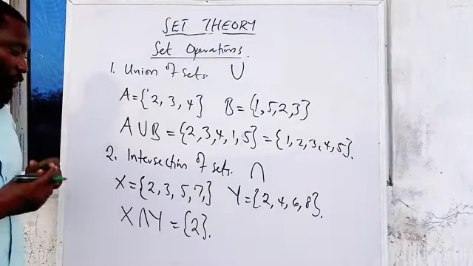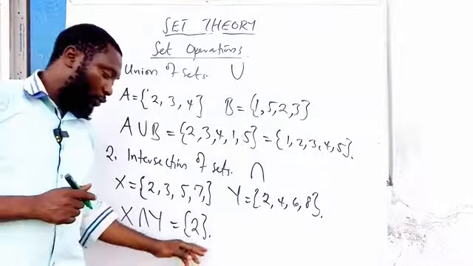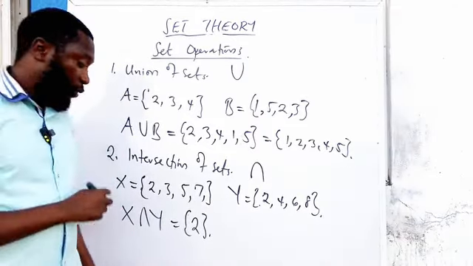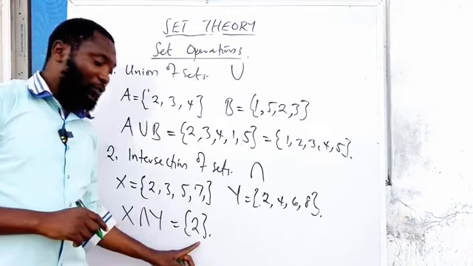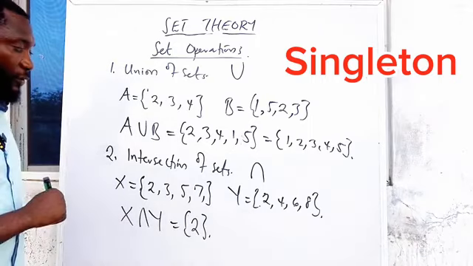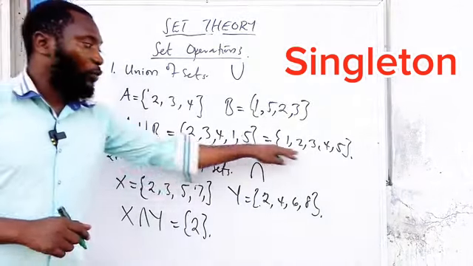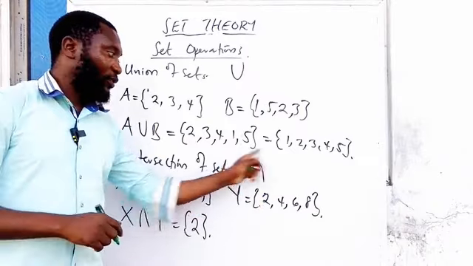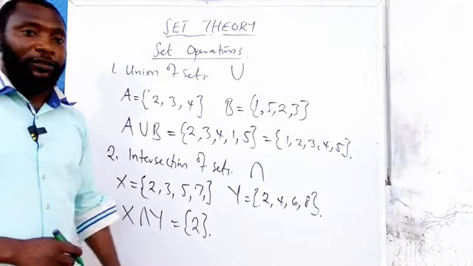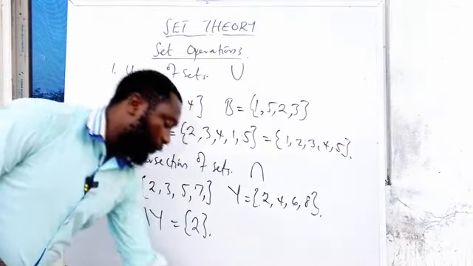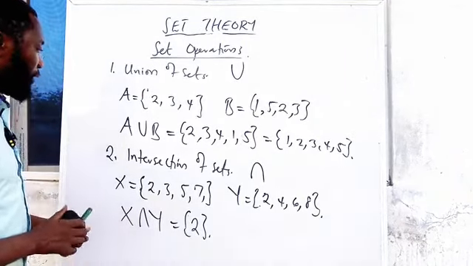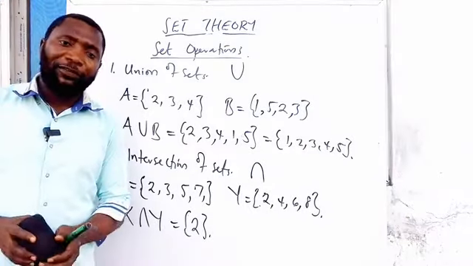What is common to the two sets? Another thing I want to take from this: we have just one member that is common to X and Y. So this is a unit set or singleton, as we have it in the definition of a set. So we move to another operation of sets, what we call the universal set.